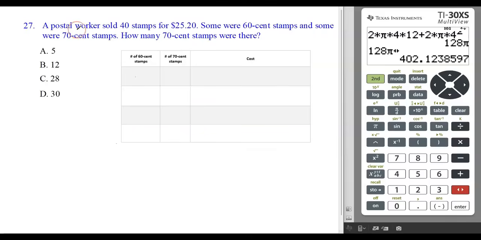Question 27. A postal worker sold 40 stamps for $25.20. Some were 60-cent stamps and some were 70-cent stamps. How many 70-cent stamps were there? Great time to highlight that final question. We want to know how many 70-cent stamps there were. So now I know my answer choices represent the number of 70-cent stamps.